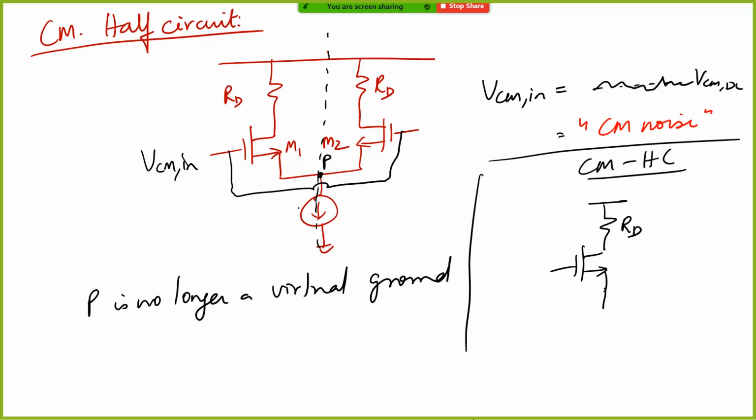And this node P, this current source can be split into two. So this becomes I tail by 2. Now if you use a transistor to implement this current source, it will basically have I tail with some, let's say, R tail. There will be some finite output impedance for this one, which can be written as R tail.